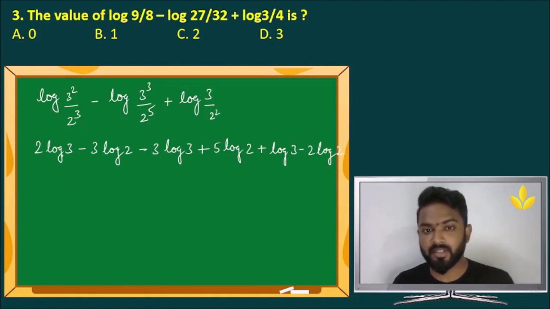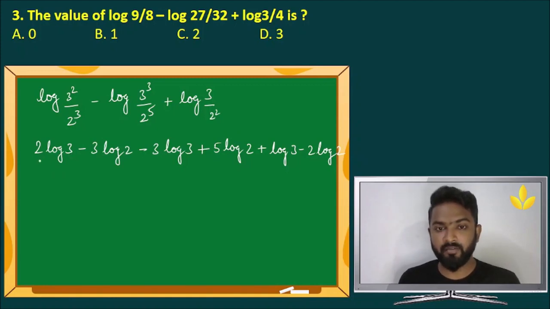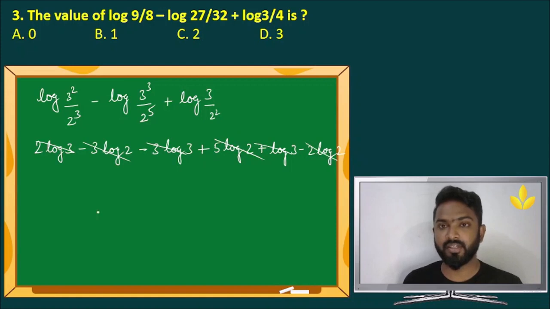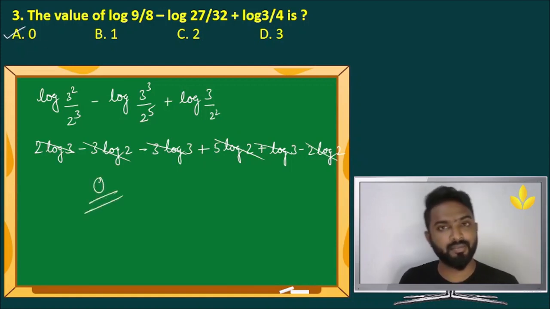Let's simplify this now. When it comes to log 3, we have plus 2 minus 3 plus 1. So gone. This one gone. Minus 3 is minus 2, plus 2 gone. And when it comes to log of 2, we have minus 3 minus 2, that is minus 5. Minus 5 plus 5 is gone. Again, everything is gone. Answer is 0. Answer is A. That's it.